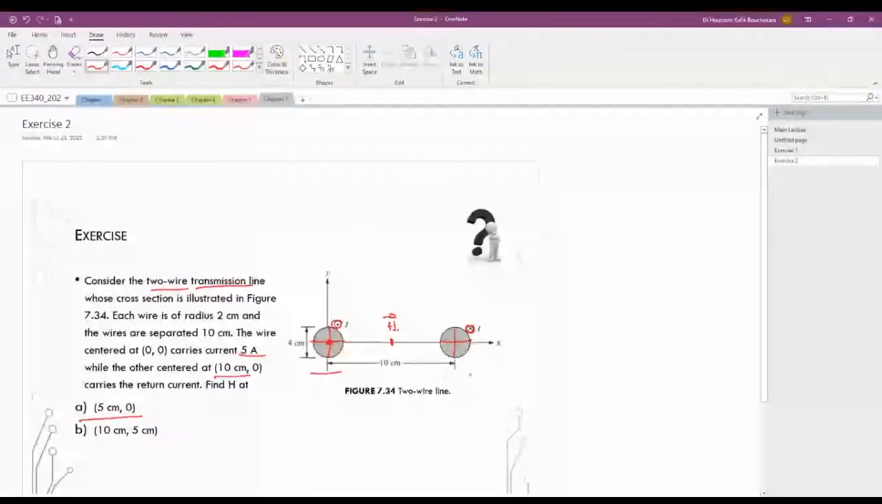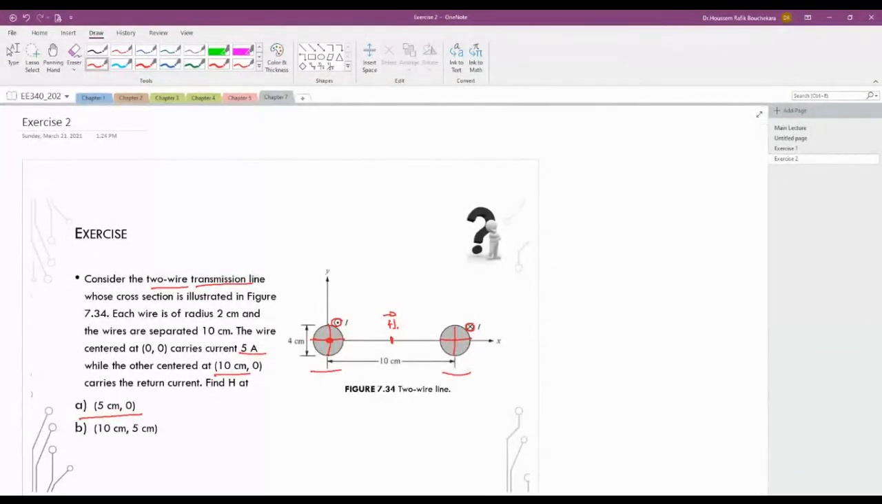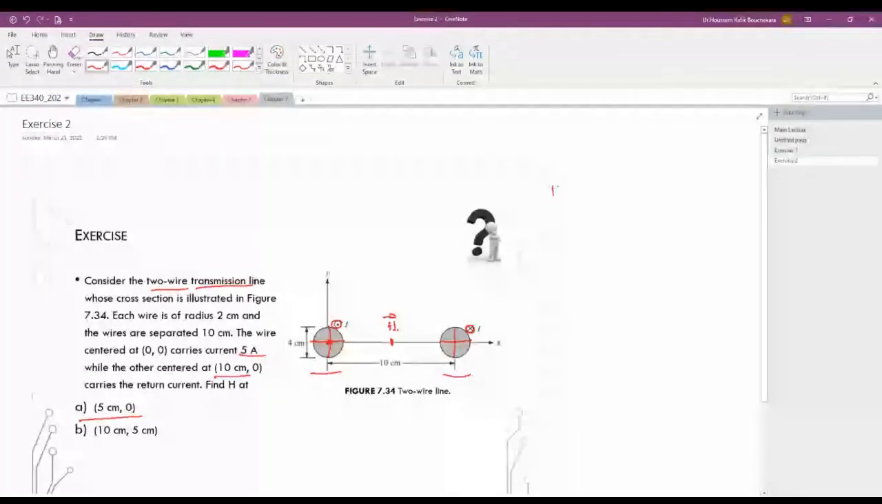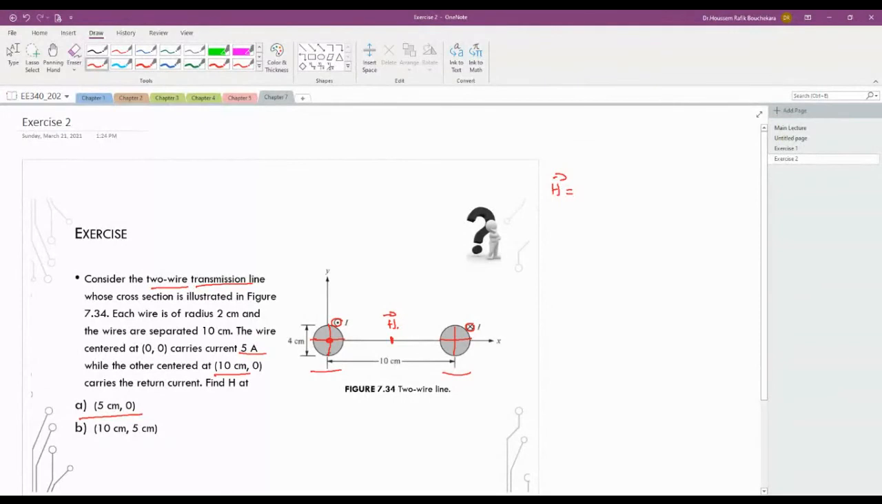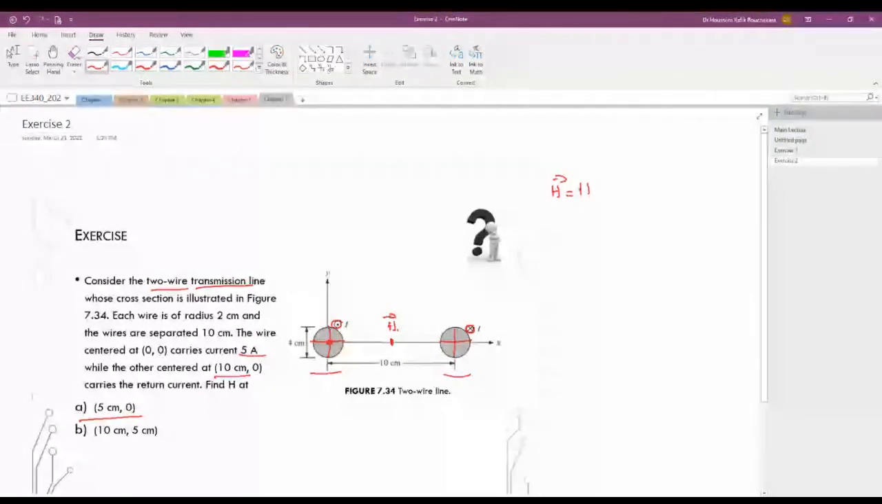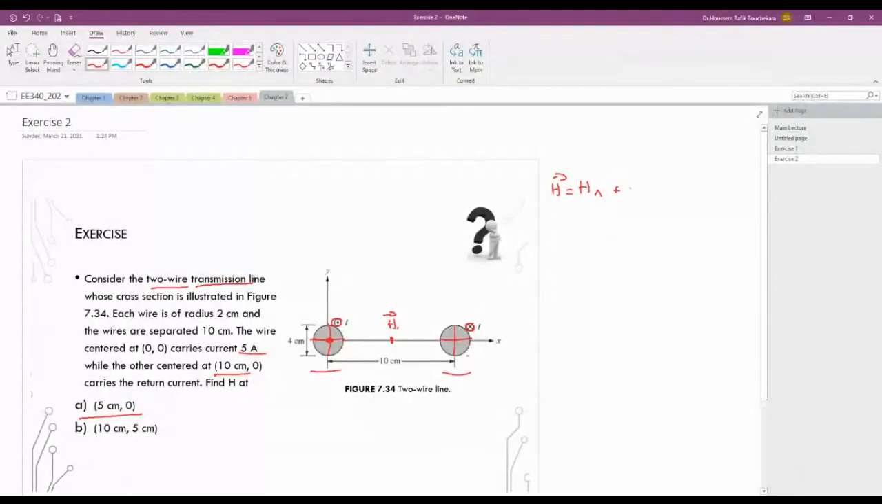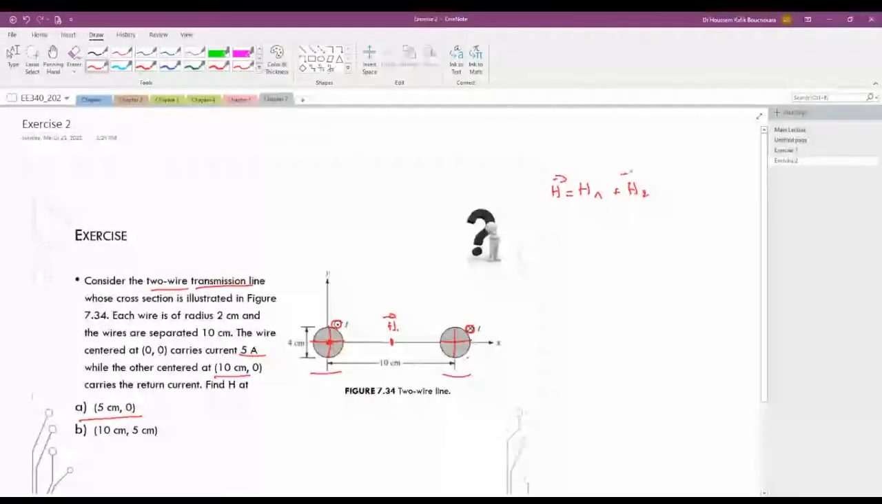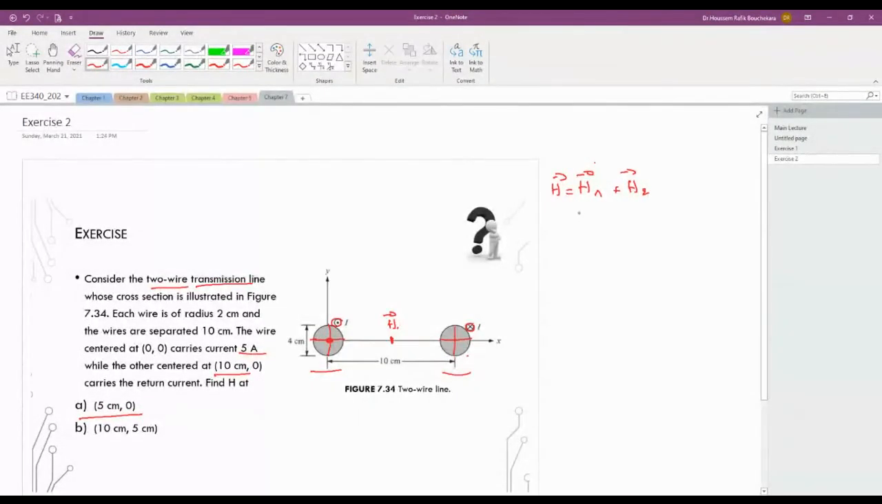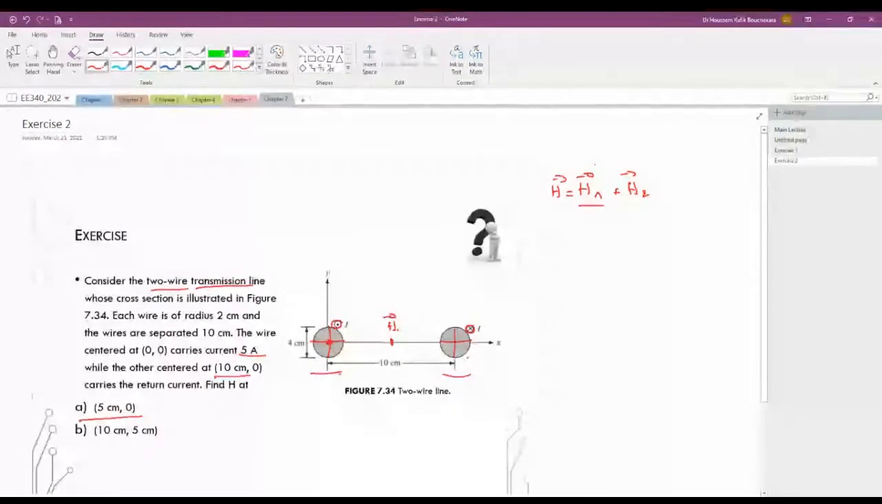Here, since we have two wires, pay attention. Since we have two wires, H will be H1 created by this wire plus H2 created by this wire. Right? H is equal to H1 plus H2. So let's find H1.